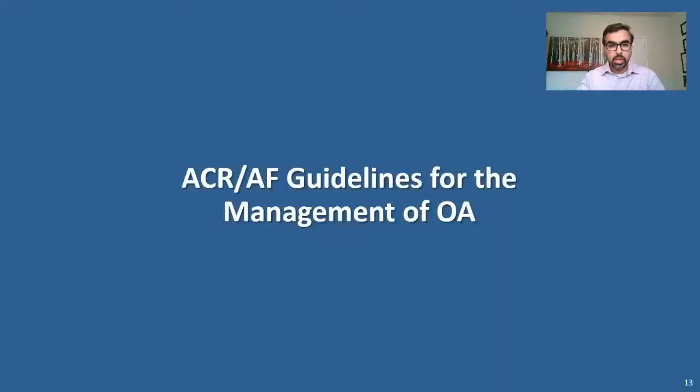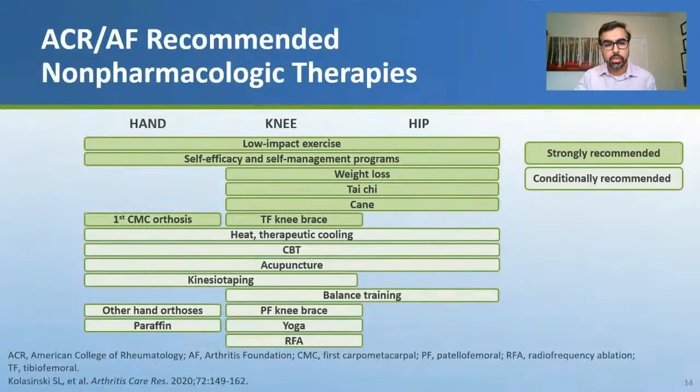So thank you both, Dr. Ursani. Could you take us through some of the current guidelines, please? Sure. So in 2019, the American College of Rheumatology and Arthritis Foundation published guidelines which consisted of both recommendations for and against non-pharmacologic and pharmacologic therapies in osteoarthritis. So on this slide, on the left-hand side column, there's recommendations for the hand. The middle column is recommendations for the knee, and the right column is the hip.